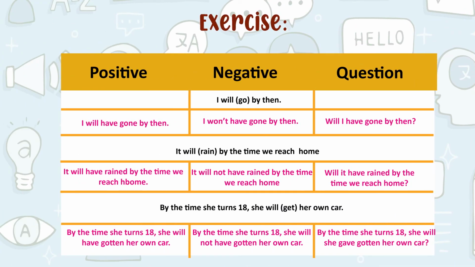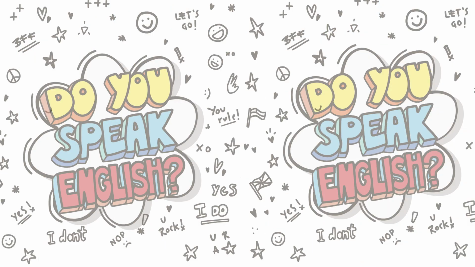Here you can see a summary by examples using affirmative, negative, and questions in the future perfect tense. I will go by them. It will rain by the time we reach home. By the time she turns 18, she will get her own car. So we have those cues as reference, and I would like you to pay attention how the sentences have been formulated and as well how the question has been established by the rules. You can take your time and make an analysis about the three forms using these examples.